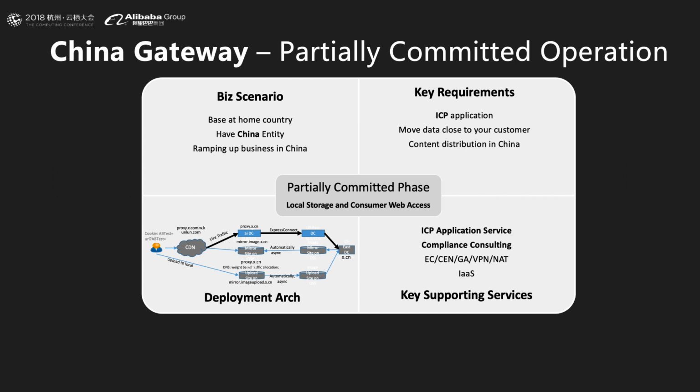And the second business scenario for the companies in the partially committed phase is being based at their home country, having a China entity and ramping up business in China. So the key requirements for them are ICP application, moving data close to their customers, and content distribution in China. So the key of the corresponding China gateway solution is the ICP application service, the compliance consulting service, as well as the CDN for the content acceleration service in China.